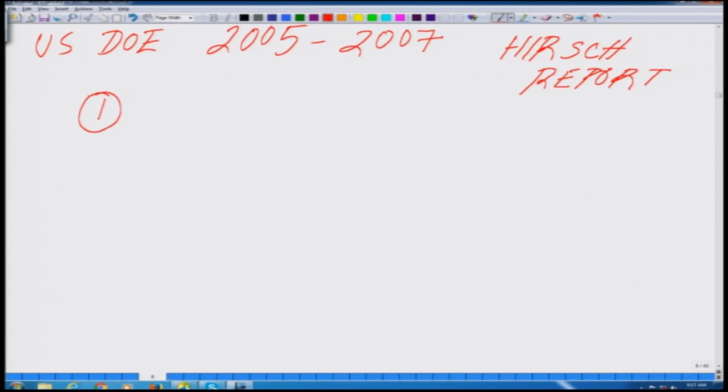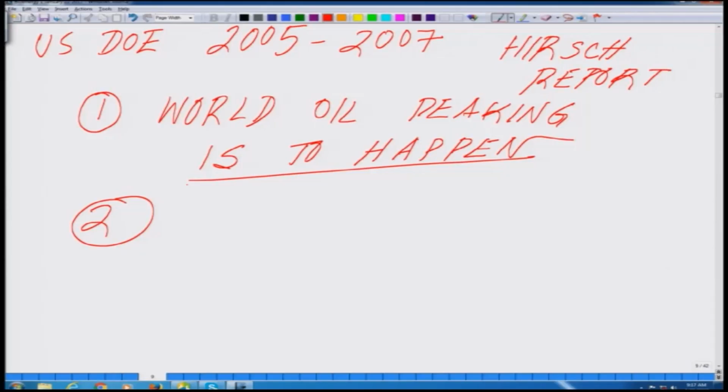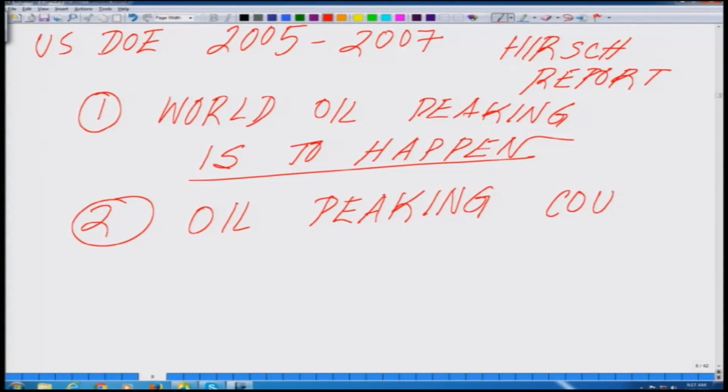Okay. The Hirsch Report highlights the following points. These are the key points. The first key point is that world oil peaking is going to happen. This is true, someday or other it is going to happen, it is just a matter of when. The second critical point, which is important: this phenomenon of oil peaking, which is the maximum production, could cost economies dearly. It will have a direct impact on the economy of any country.